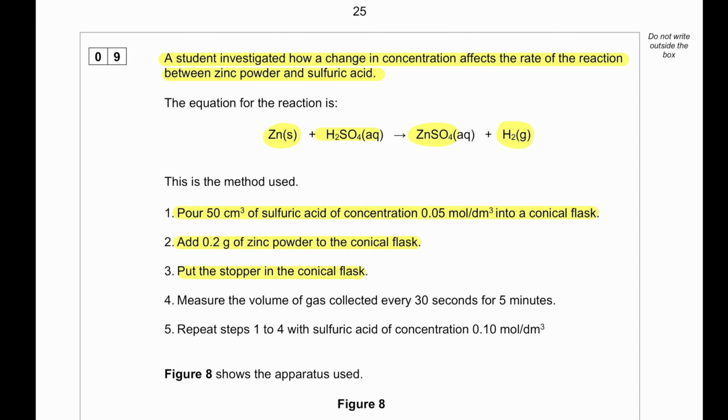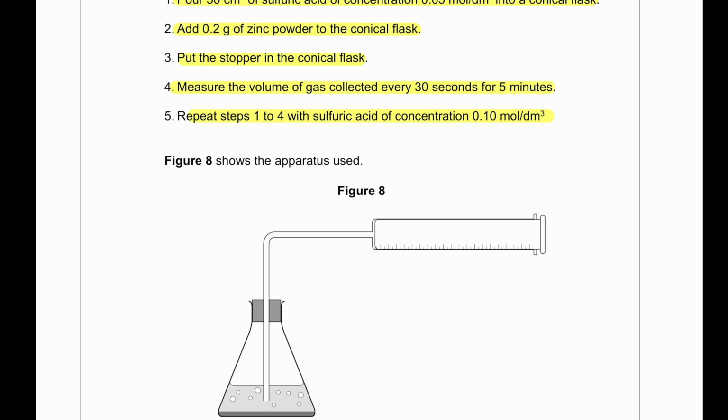Put the stopper in the conical flask. Measure the volume of gas collected every 30 seconds for 5 minutes. Repeat steps 1 to 4 with sulfuric acid of concentration 0.1 mole per dm³. Figure 8 shows the setup of the apparatus.